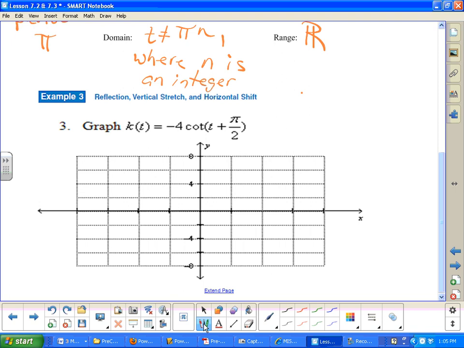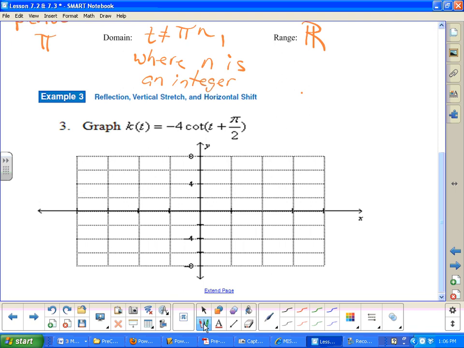Now, let's talk about these letters that these represent. Okay, we have a -4 up there. What does that tell me? Okay, so it's going to be reflected over the x-axis, and it's going to be stretched by a factor of 4. Okay, so all my 1s are going to be 4s. Or -1s, -4s. But what about this t plus pi over 2? What letter does that plus pi over 2 represent? Okay, all right. It represents B.